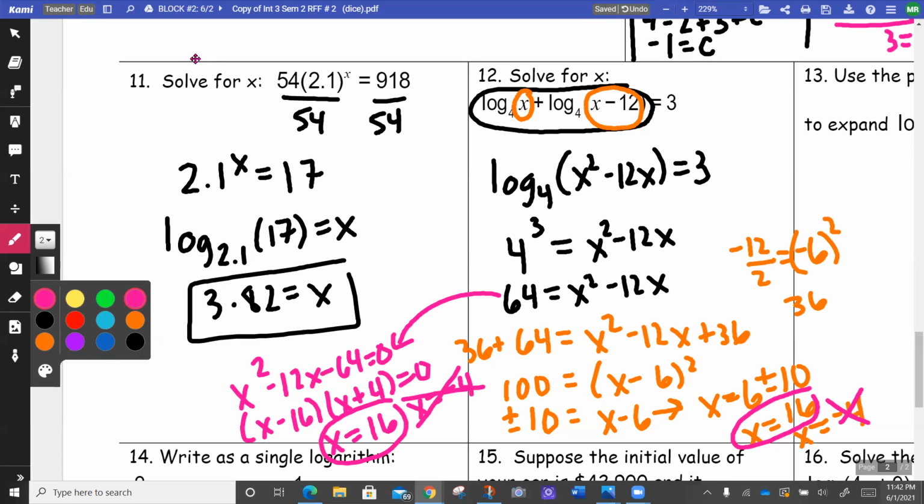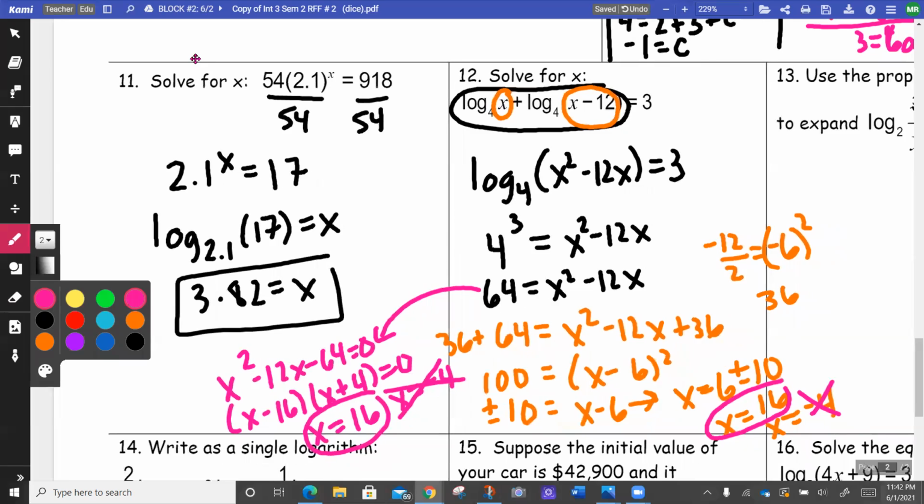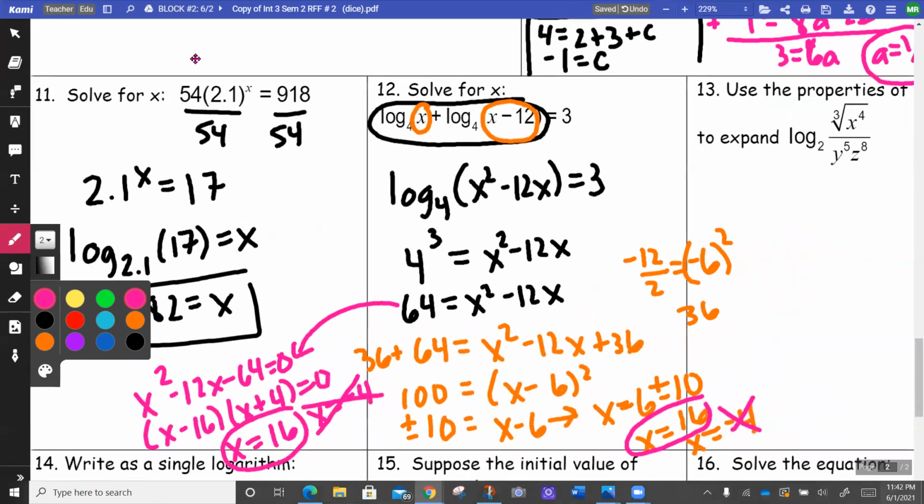Okay, so if you can't think of factors, you can always do completing the square or the quadratic formula. This one happened to be factorable, so I could have factored it.